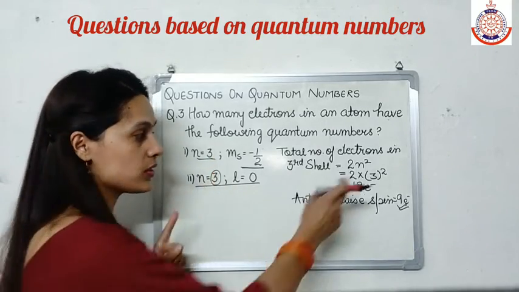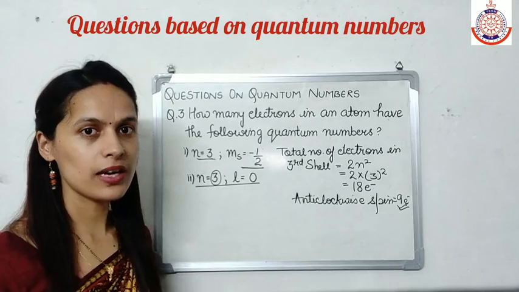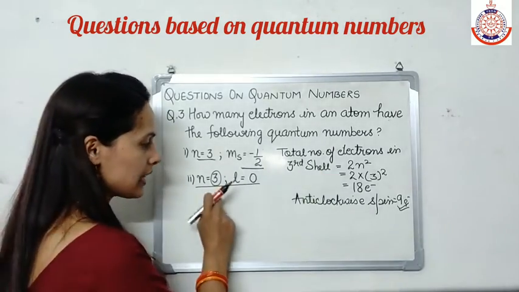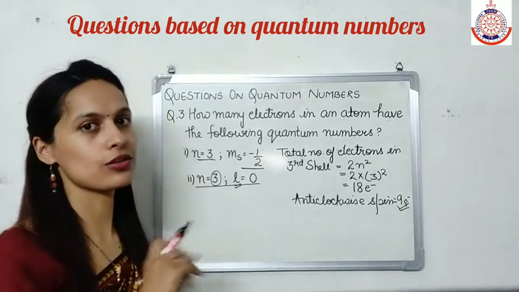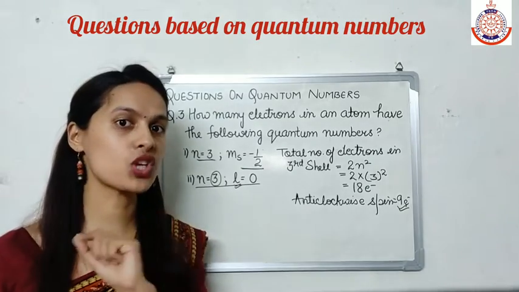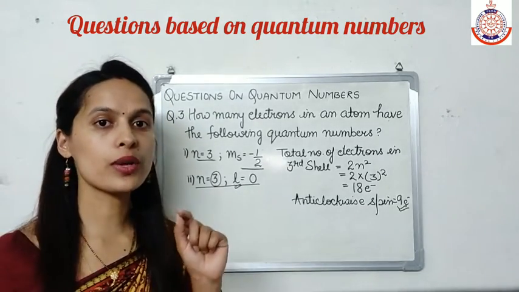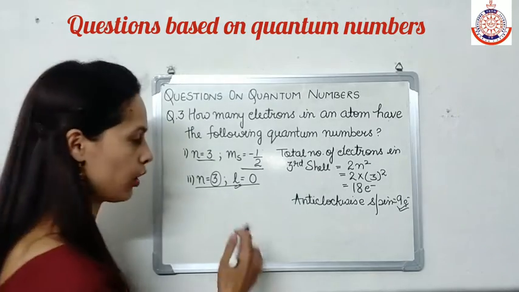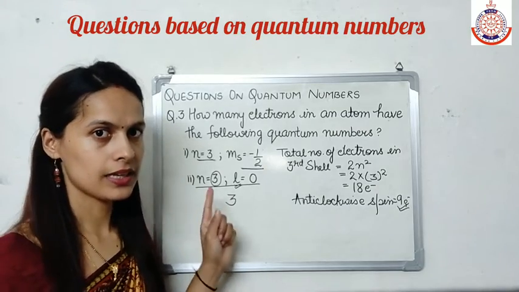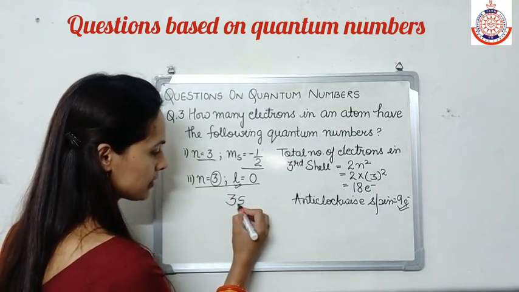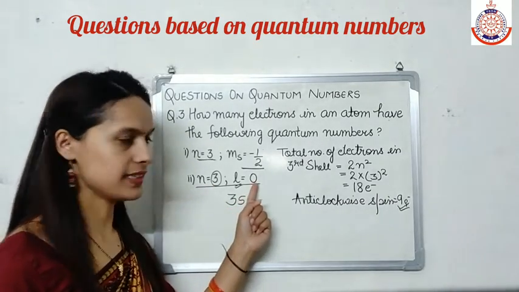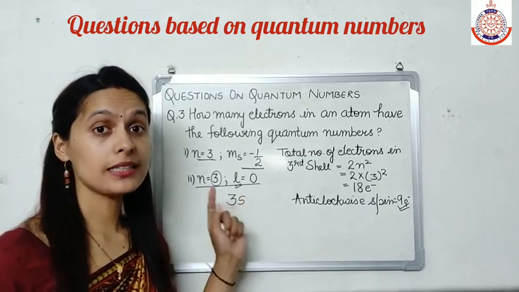But we will not use this formula in the second case. Why will we not use this formula in the second case? Because in this, the value of L is also given to us. It means the specific subshell is also given to us. So first of all, we will write the name of that particular orbital. Just like the first question, the name of this orbital becomes 3s. Why is it 3s? Because 3 represents the principal quantum number and s represents the azimuthal quantum number. So here the orbital is fixed.